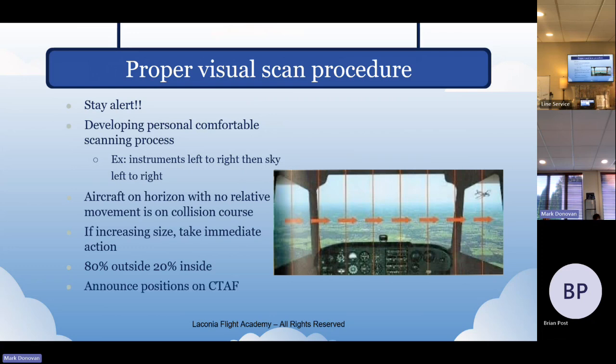Announce your position on the common traffic advisory frequency. Frequently, we're doing maneuvers out here, and we'll let people know where we are. Hey, we're 5 miles to the north, 3,000 feet, doing maneuvers. Especially, we'll say that when we hear people departing with a right turn out to the north, and we can see them on our ADS-B, and we know they're climbing in our direction. We'll just say, hey, announcing we're out here at 3,000 feet, 5 miles north of the airport, maneuvering.